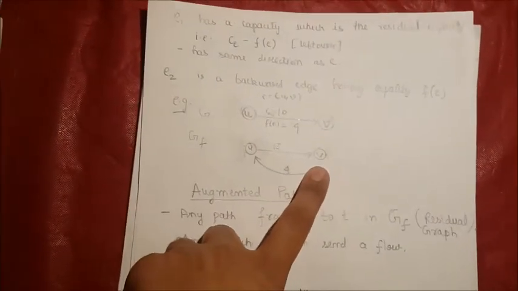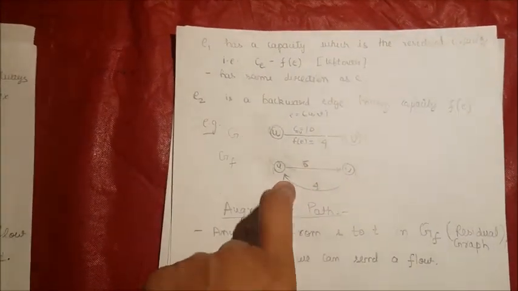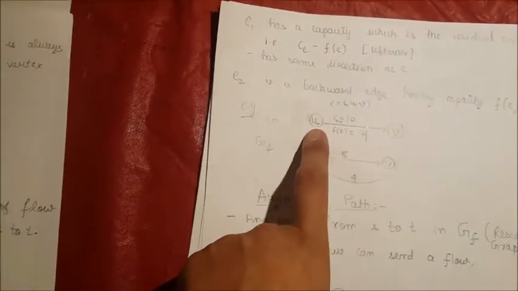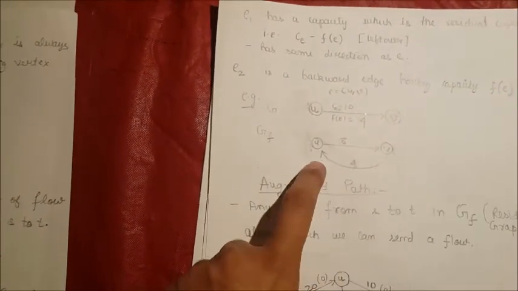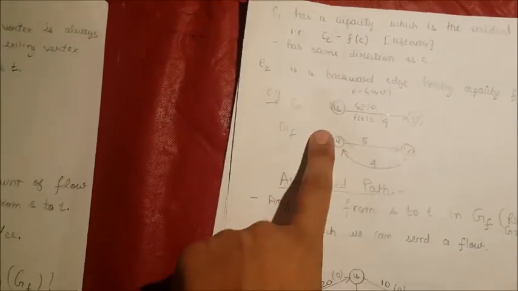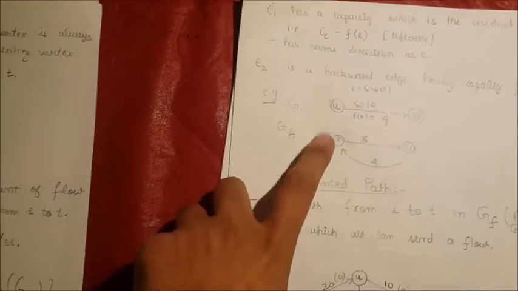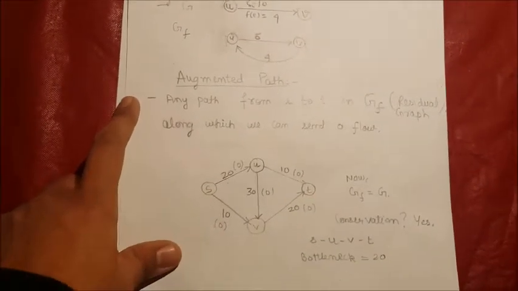So the notion of backward edge only states that if you have sent a flow along a path U to V, you should also be able to send the same amount of flow back so that you can consider other paths. Now I'll tell you how it is useful once I define what the augmented path is.